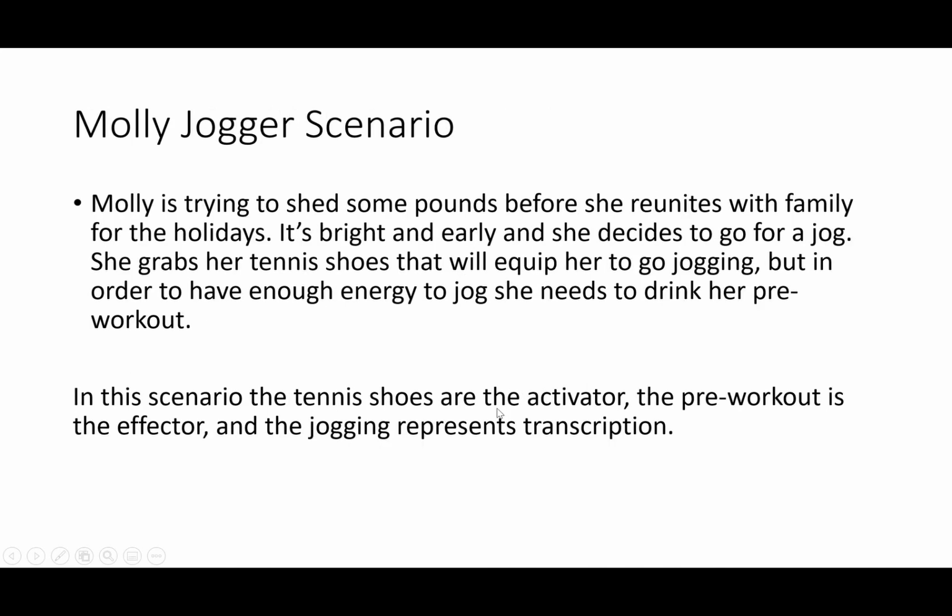So here's a little scenario for you guys. This is the Molly Jogger scenario. Molly's trying to shed some pounds before she reunites with family for the holidays. It's bright and early and she decides to go for a jog. She grabs her tennis shoes that will equip her to go jogging, but in order to have enough energy to jog, she needs to drink her pre-workout. In this scenario, the tennis shoes are the activator, the pre-workout is the effector, and the jogging represents transcription.